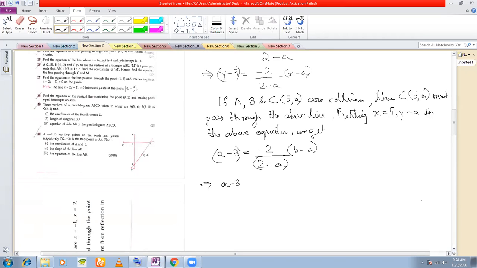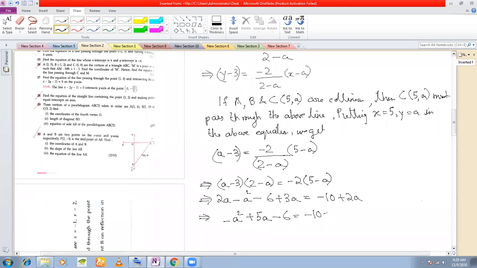Looks like you're going to get a quadratic. Cross multiply. So you have 2a minus a square minus 6 plus 3 is equal to minus 10 plus 2a. Now if you simplify this, you get minus a square plus 5a minus 6 is equal to minus 10 plus 2a.